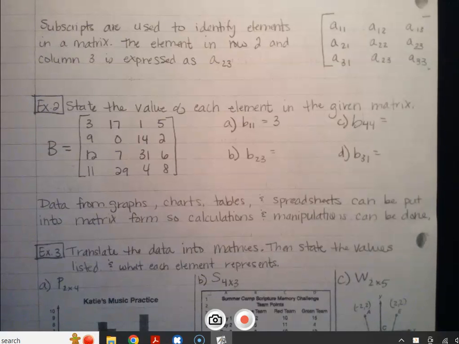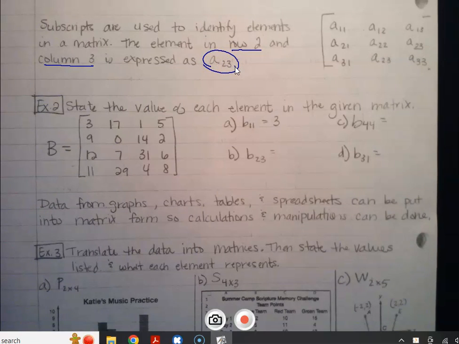All right, so then one other thing. Hold on, I forgot to be writing that down. Oh, okay. Yeah, don't forget to write it down. Okay, so now also we have to have ways to talk about the elements inside the matrix. So subscripts are used to identify the elements in a matrix. So the element in row 2 and column 3 is expressed as A23. Bingo. Are you lost now?